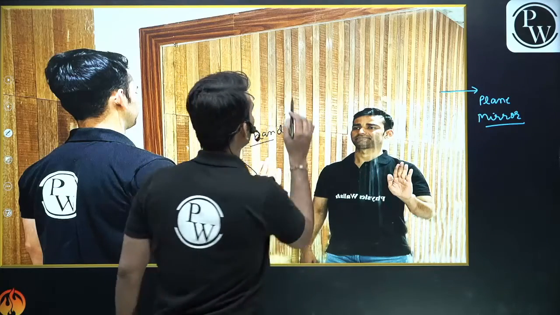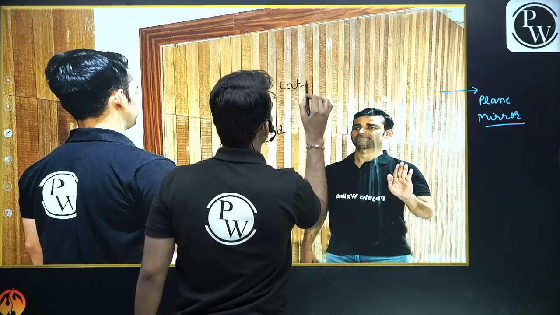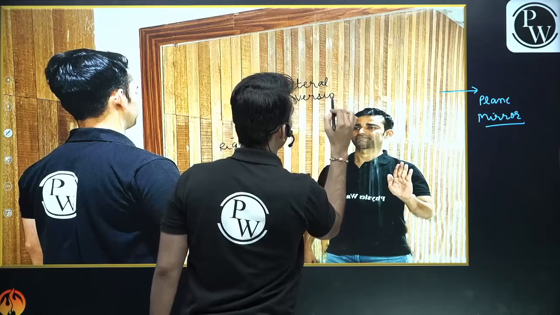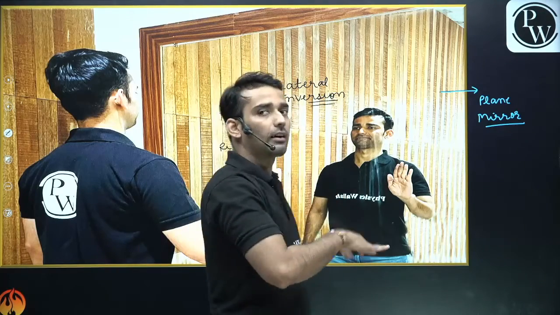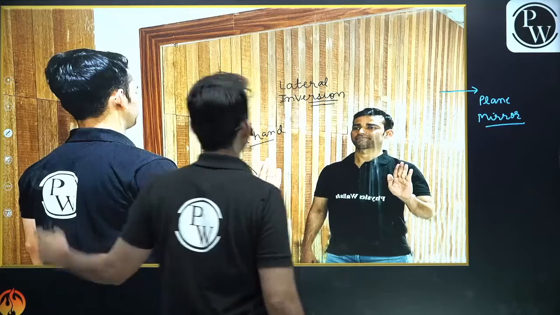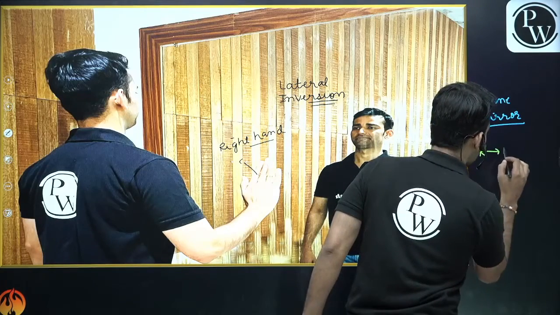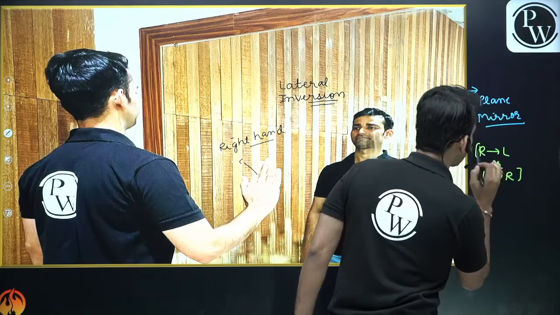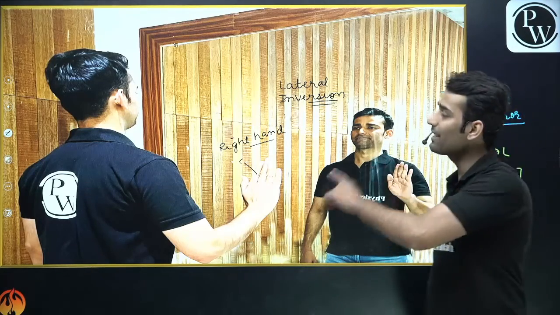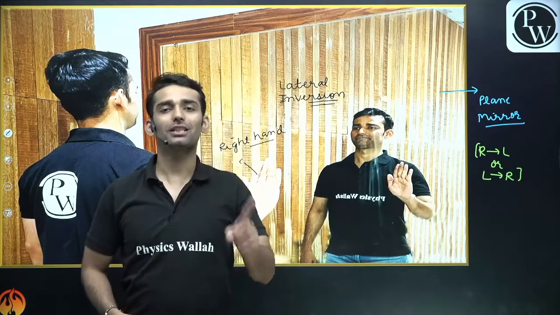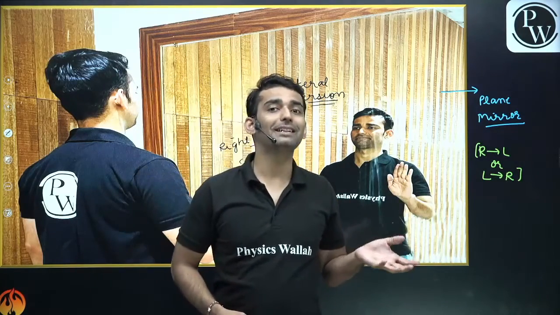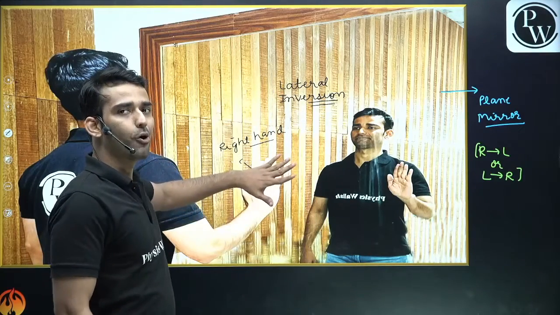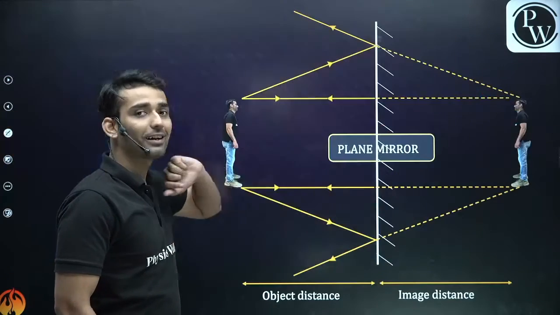So guys, this is known as lateral inversion. This is what happens in the plane mirror. The image is laterally inverted, right to left and left to right. This is known as lateral inversion, right? So this is the first characteristic of the image formed by the plane mirror. There are many more characteristics. We will study that. Is it clear? Okay. So the image is laterally inverted.